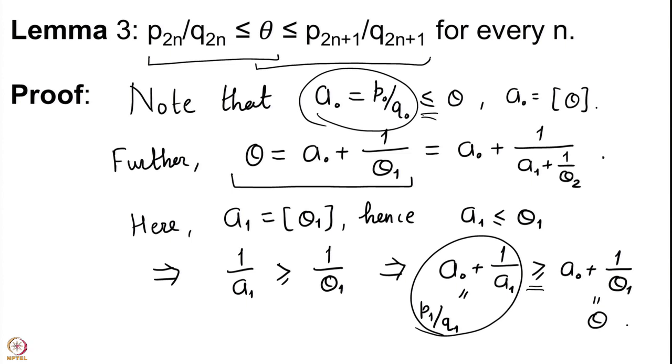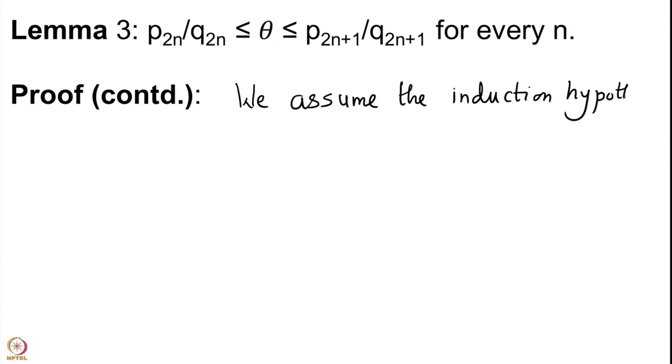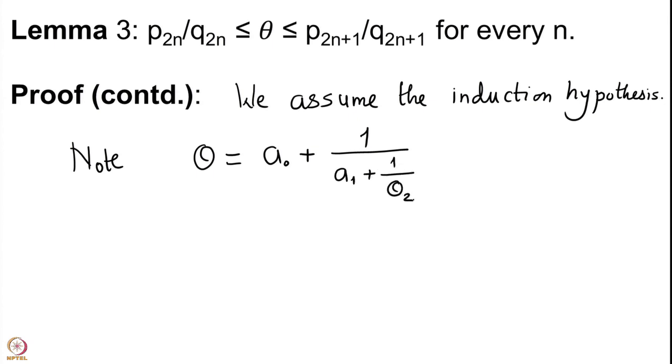And now we will assume that this holds for everything up to 2n, and then we will prove it holds for 2n as well as for 2n plus 1. So, we now assume the induction hypothesis and prove the general result. So, we assume the induction hypothesis. Now note that this theta, which we are writing as a0 plus 1 upon a1 plus 1 upon, here we will have theta 2, and theta 2 has the continued fraction expansion which starts from a2.